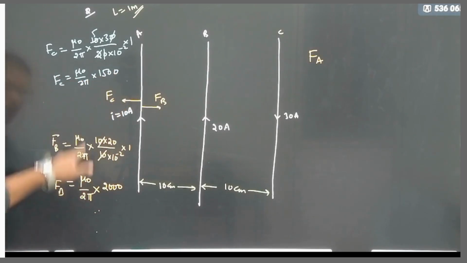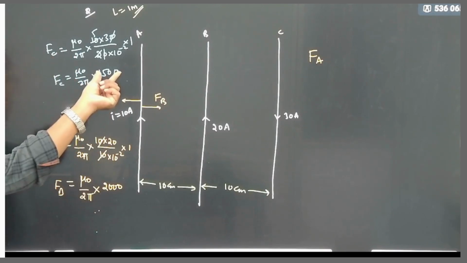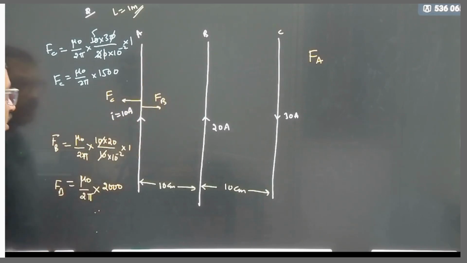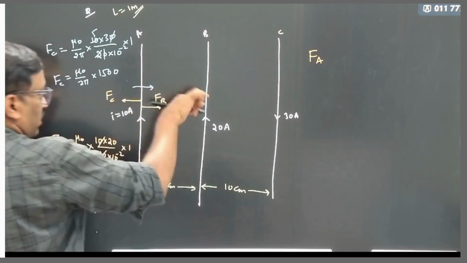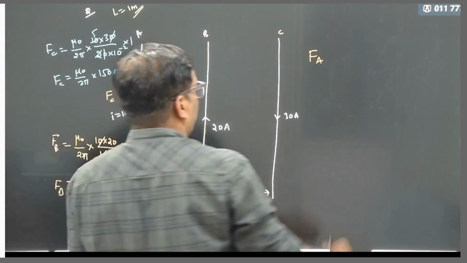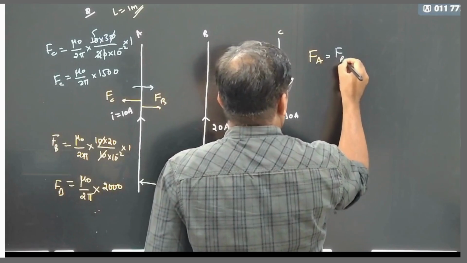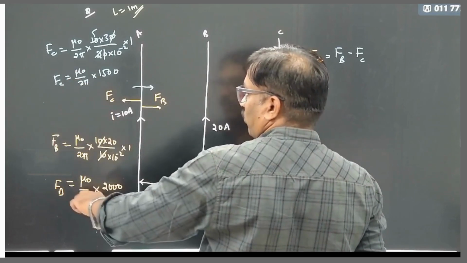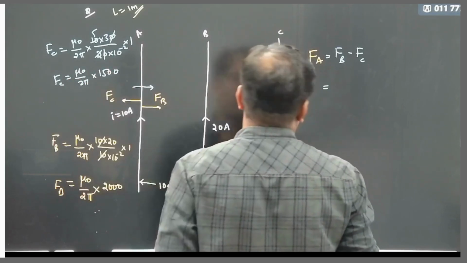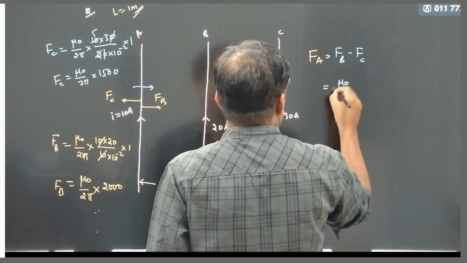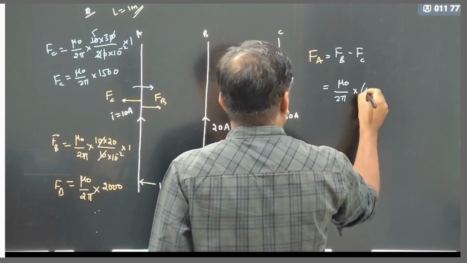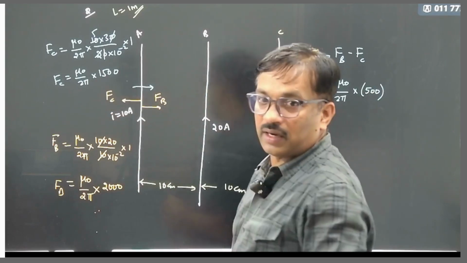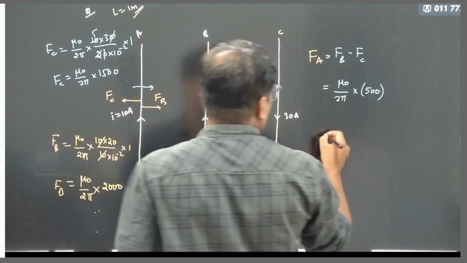Tell me now, mu naught by 2 pi is the same in both. Here 2000 is there, here 1500 is there. Which is greater? 2000 is greater, that means this is greater. So the total force acting on A is toward this side. The dominating force is force on B minus force due to C. Taking mu naught by 2 pi common, 2000 minus 1500, so mu naught by 2 pi into 500. How did I get 500? 2000 minus 1500. Clear?